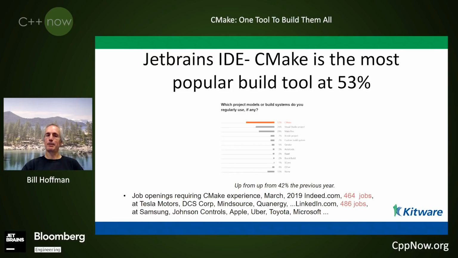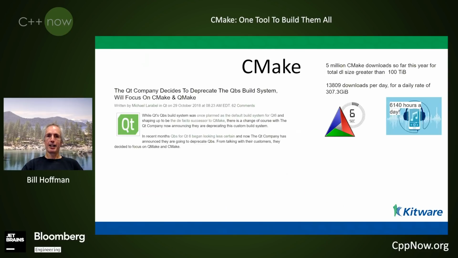CMake, as you've mentioned, has gotten really popular. JetBrains IDE integrated CMake. And before they integrated CMake, they started doing some surveys and found that CMake is the most popular tool for C++ at about 53% now, with Visual Studio behind it, but now Visual Studio ships with CMake. An interesting thing I've noticed, if you look at job openings on Indeed and LinkedIn, there's usually around 500 in each of those that mention CMake as a skill that people are looking for in their projects. The Qt company has decided to deprecate their QBS build system, and will focus on CMake and QMake. CMake gets lots of downloads per day.